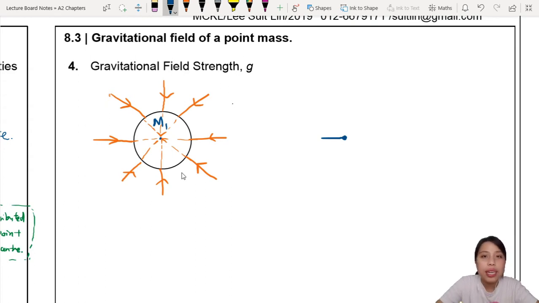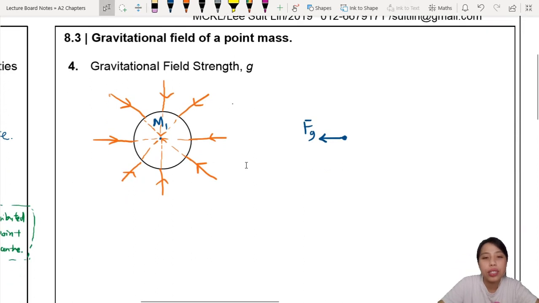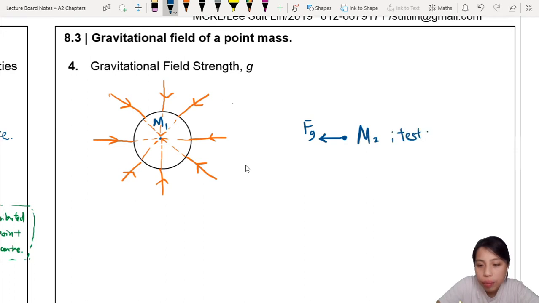But because there's a gravitational field, there's a gravitational force, Fg. All good? You say, Miss, isn't there two forces, one acting on this small mass, one acting on the big? Yes, there's two because of the Newton's third law pair, but we only want to see the force acting on this test mass. So this test mass has, I don't know, m2, and this is the test mass.